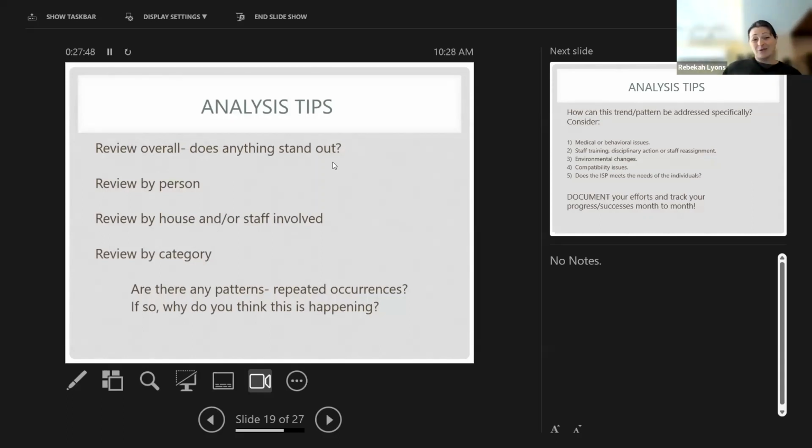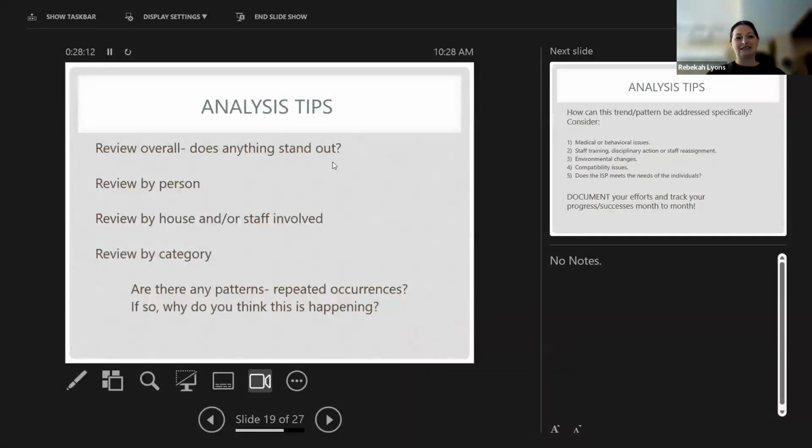You want to review by category. So if you see a lot of med errors, you do want to check on those, make sure that you're doing what you need to do to make sure people are getting what they need. So again, are there any patterns? Are there any repeats in your log for this month? I would also compare it with last month. Have we gotten better with what we tried to do last month? Is it still going on? What can we do different?